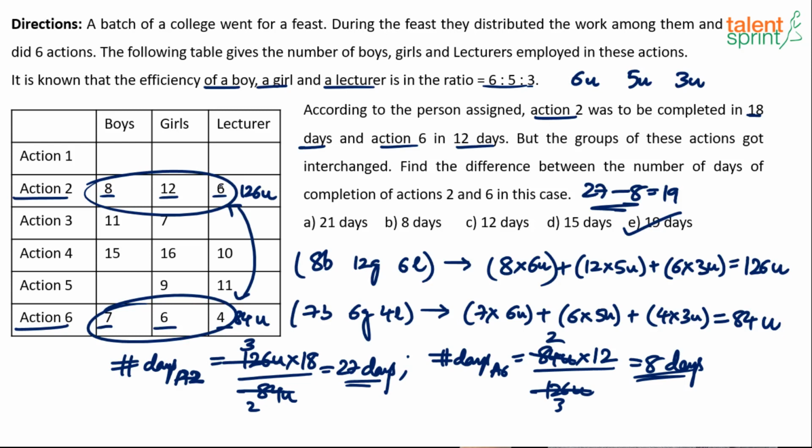We know how much work can be done per day by this group. Into this, the work was actually done in 18 days. So total work is 126 into 18. Right? Similarly, here the total work is 84 into 12. That's the total work. But now that total work will be done at the rate of 84, so divide by 84 to get the number of days. And the other total work will be done at the rate of 126, so divide by 126 to get the number of days. So 27 days and 8 days. Difference 19 days is your answer. I hope all of you have understood this.